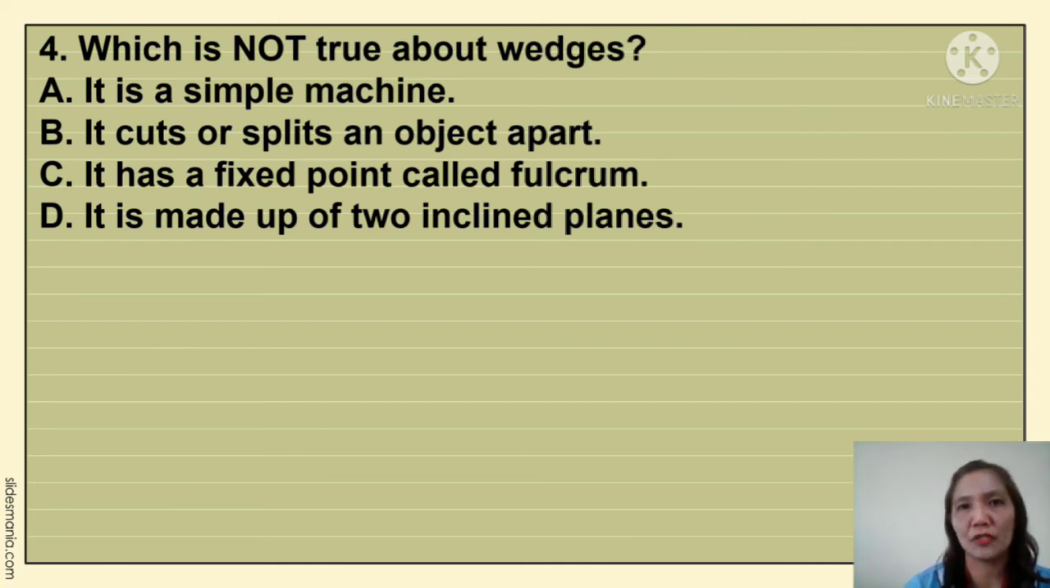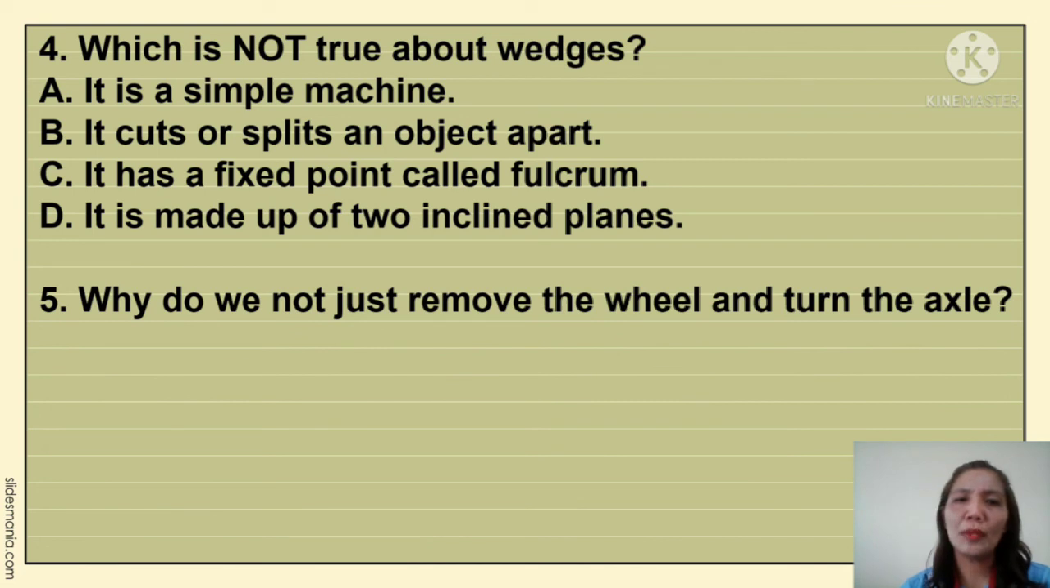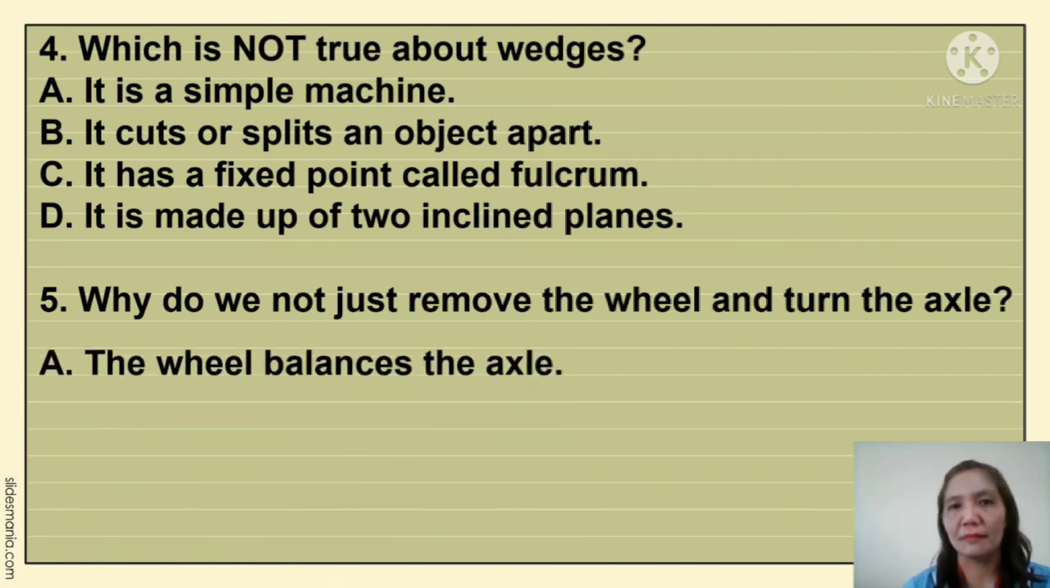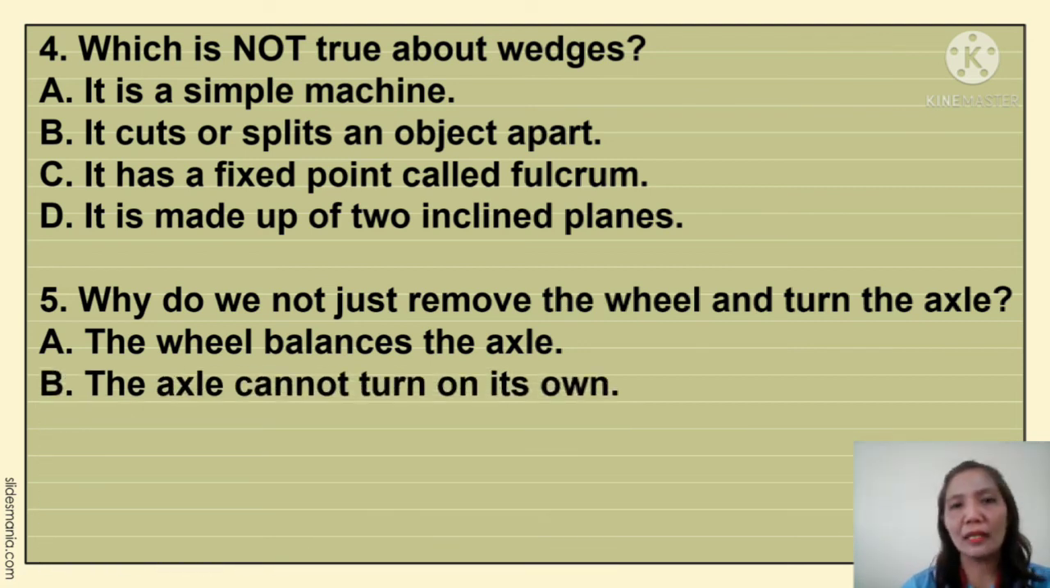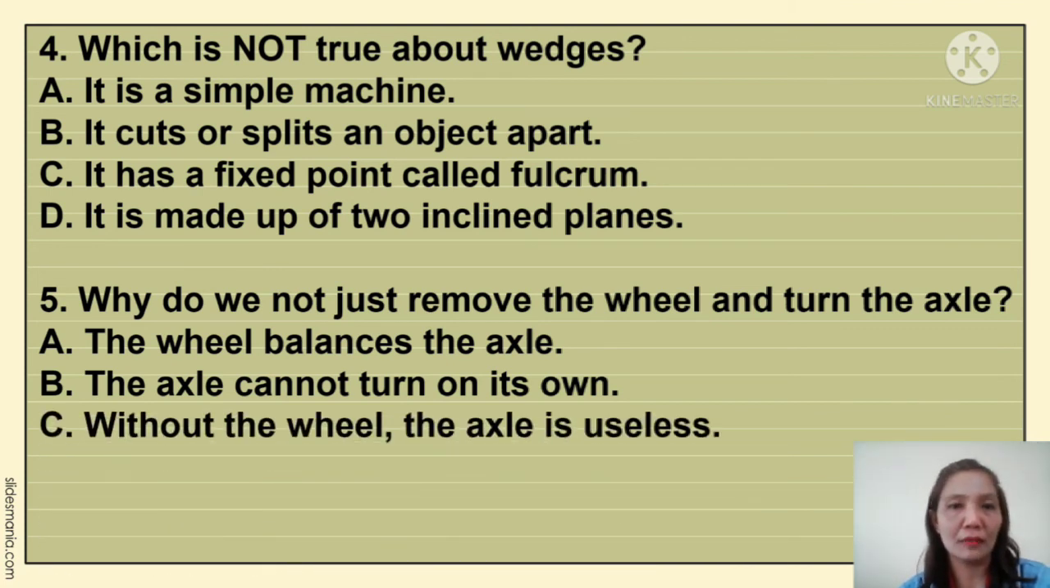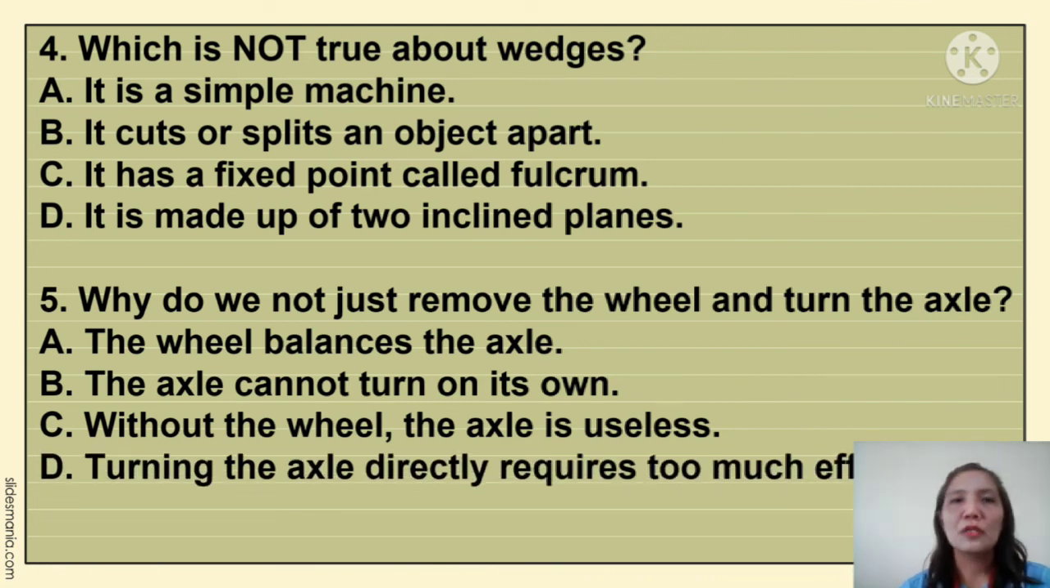Number 5. Why do we not just remove the wheel and turn the axle? Letter A. The wheel balances the axle. Letter B. The axle cannot turn on its own. Letter C. Without the wheel, the axle is useless. And letter D. Turning the axle directly requires too much effort.